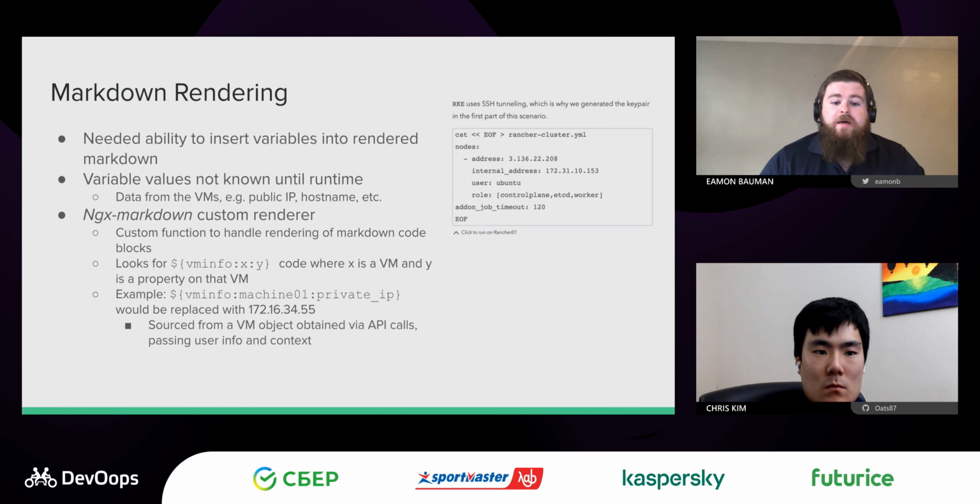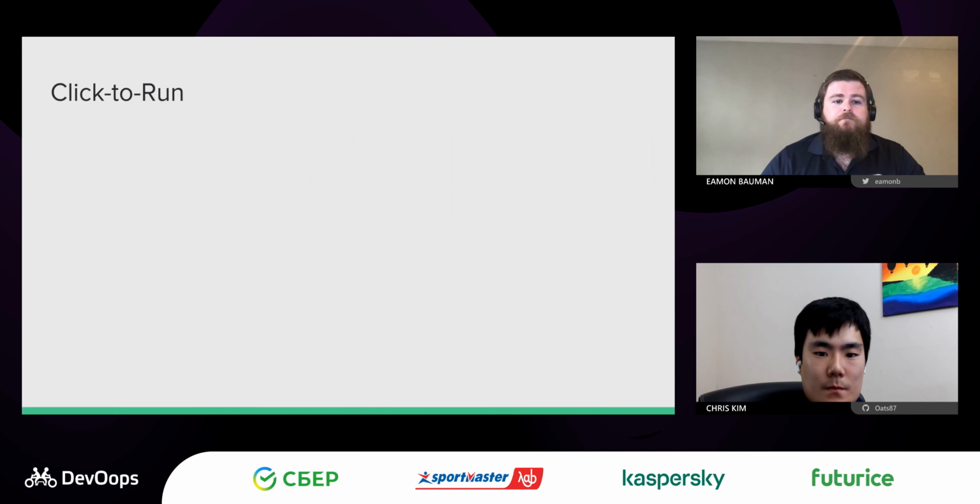This is sourced from a VM object obtained via API calls. So the Angular component calls the Gargantua API to obtain the VM object for that user. That VM object has all of the metadata information necessary to render the markdown.